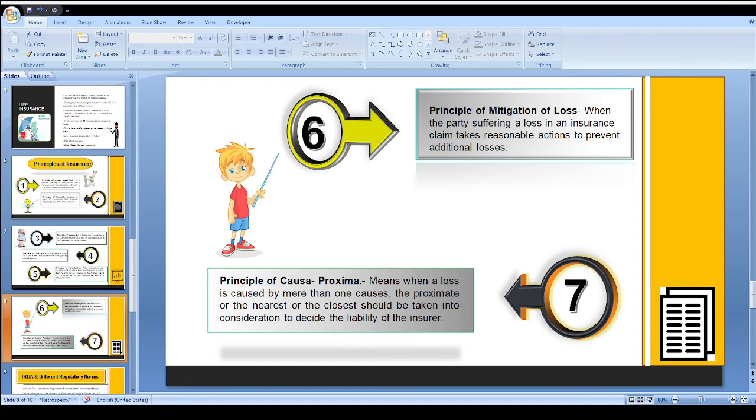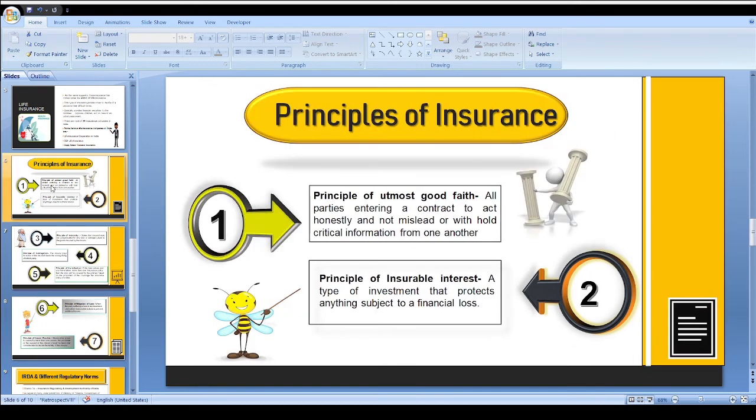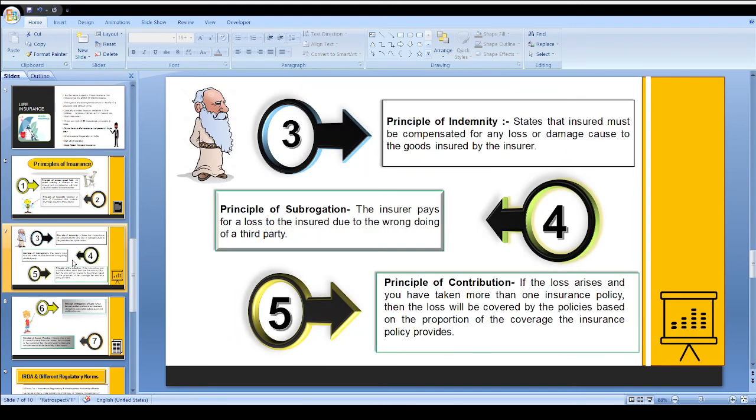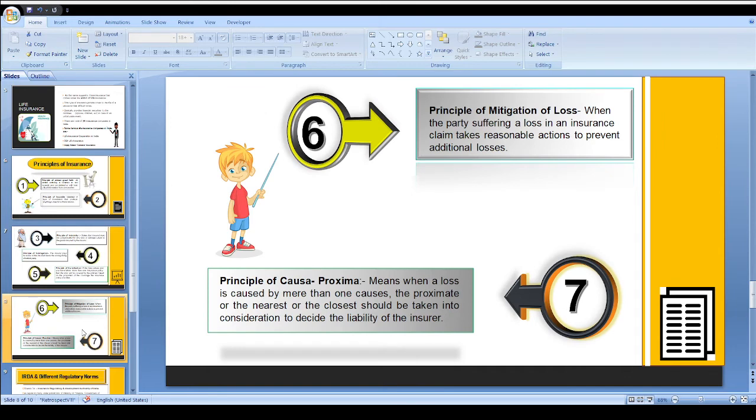So we have discussed 7 principles of insurance. What are they? One by one I am making you recall: principle of utmost good faith, principle of insurable interest, principle of indemnity, principle of subrogation, principle of contribution, principle of mitigation of losses, principle of causa proxima.